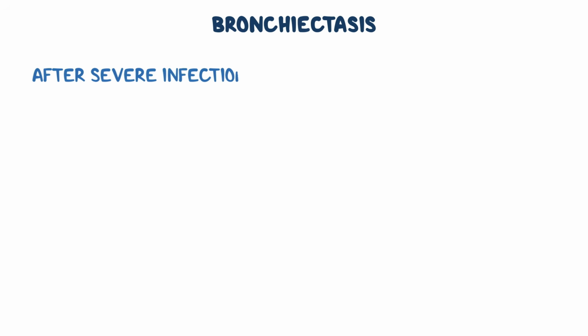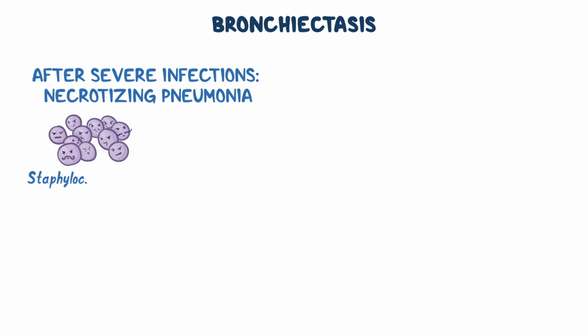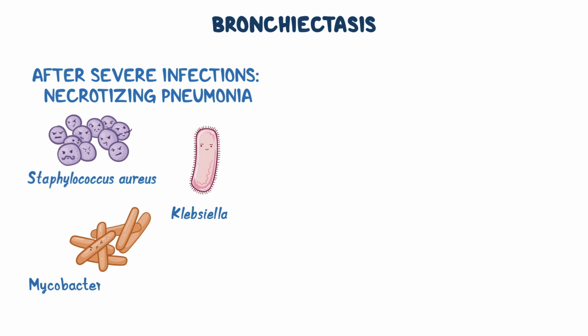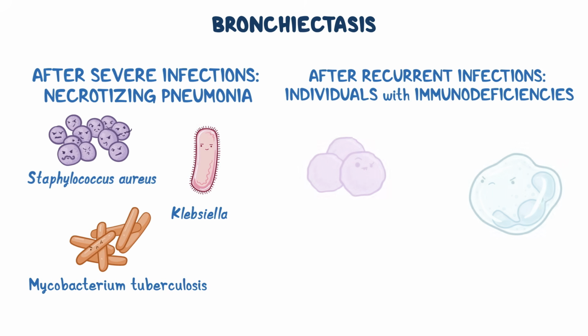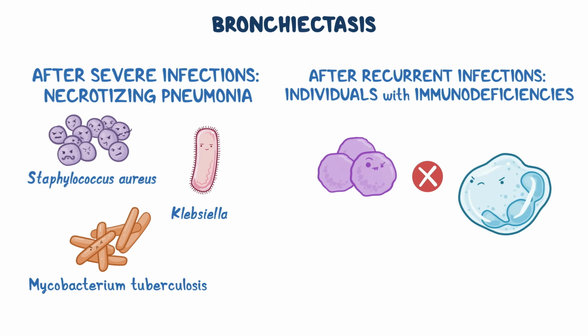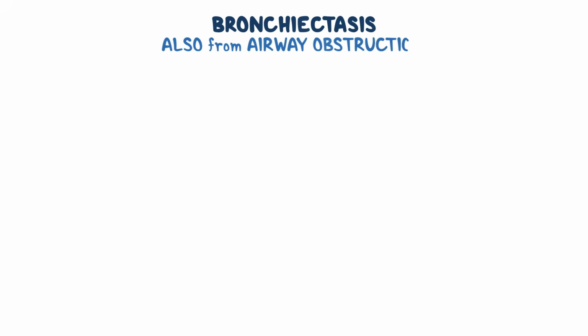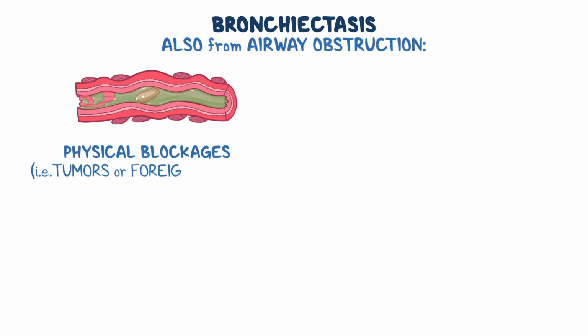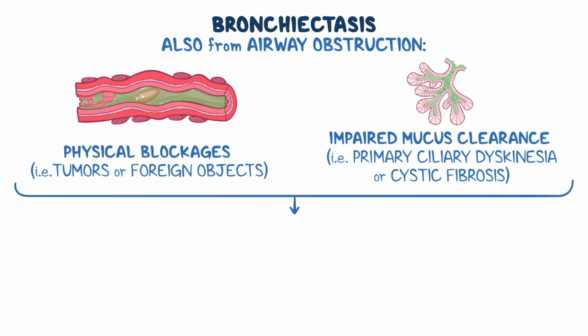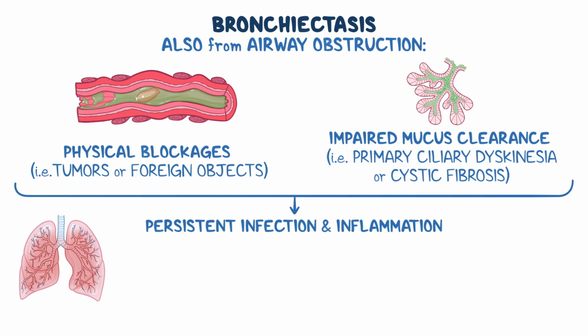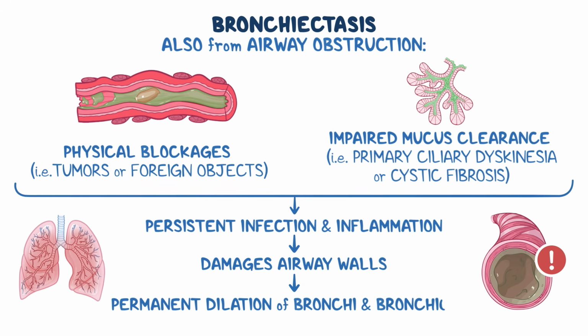All right, as a quick recap, bronchiectasis can develop after severe infections such as necrotizing pneumonia caused by Staphylococcus aureus, Klebsiella, or Mycobacterium tuberculosis, or after recurrent infections, like in individuals with immunodeficiencies where the immune system fails to clear pathogens. It can also result from airway obstruction, either from physical blockages like tumors or foreign objects, or from impaired mucus clearance due to conditions like primary ciliary dyskinesia or cystic fibrosis. In both cases, mucus buildup promotes persistent infection and inflammation, which over time damages the airway walls and leads to permanent dilation of the bronchi and bronchioles.